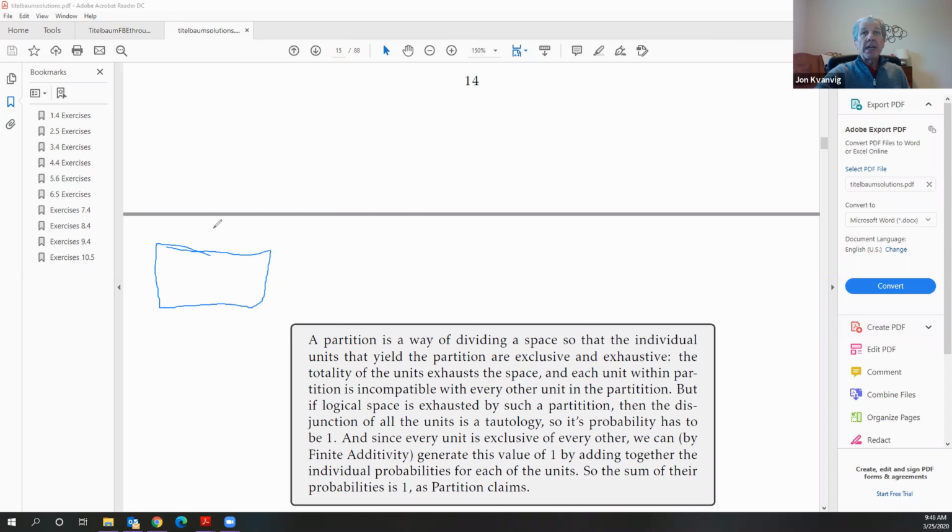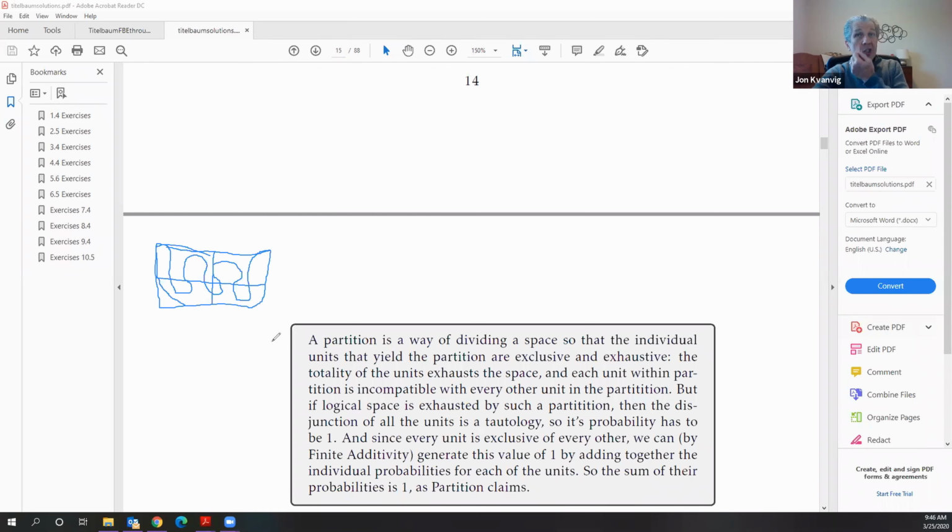So you partition it by cutting it into pieces in a way that exhausts the space and doesn't have any overlap between compartments. So that's a partition into 2 parts. That's a partition into 4 parts, if I make sure that the lines connect. But it doesn't matter how you carve this space up. You could do it like this. And you'd also have a partition.